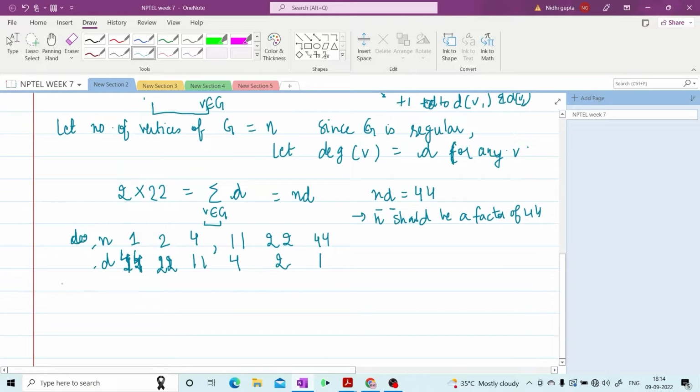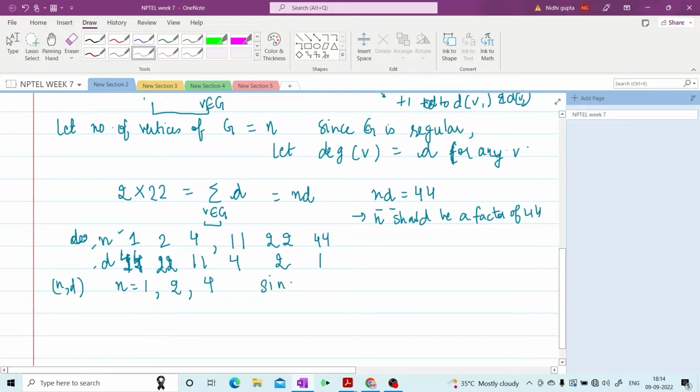But any pair n, d won't guarantee that we'll have a graph. So we'll now look case by case and see in which case we can say that we'll have a graph, and in which case we can say that there won't be any graph. So case 1, n equal to 1, 2 and 4.